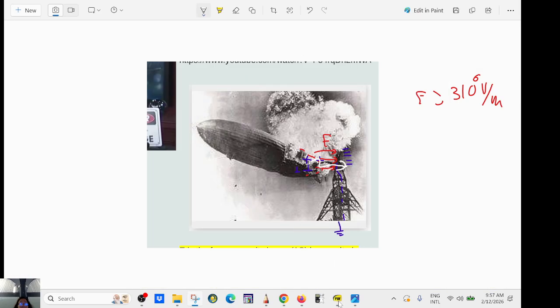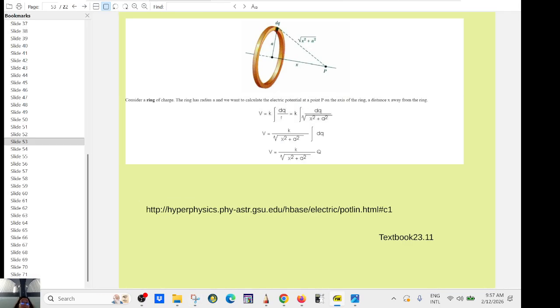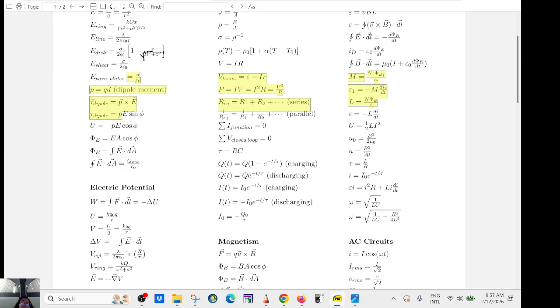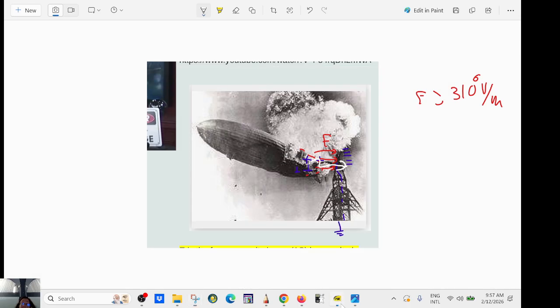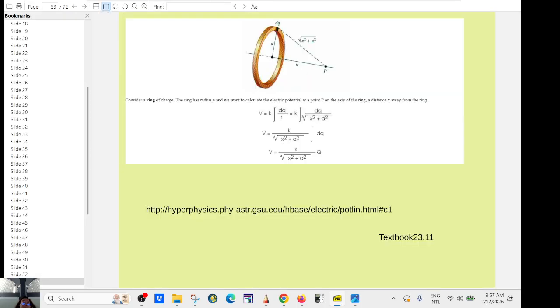What you should get is, so let's look at the equation sheet. You should get this. Do it with Wolfram Alpha. Okay, you see, electric field of a ring. So you can do that. You can go on Wolfram Alpha and you take the derivative. Yes, question.